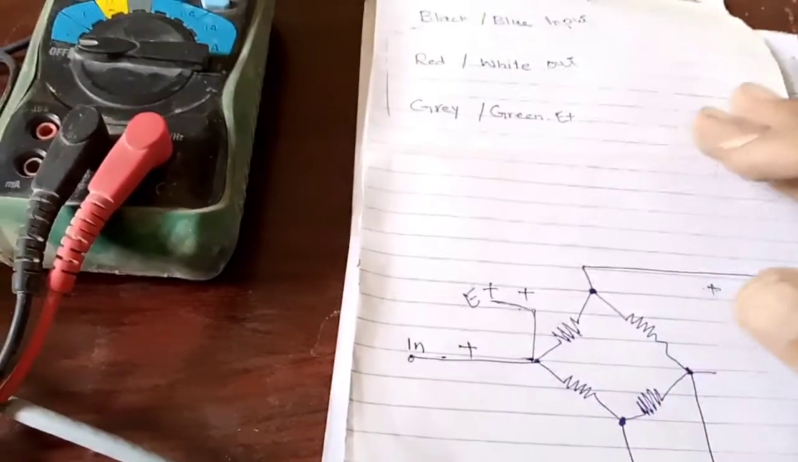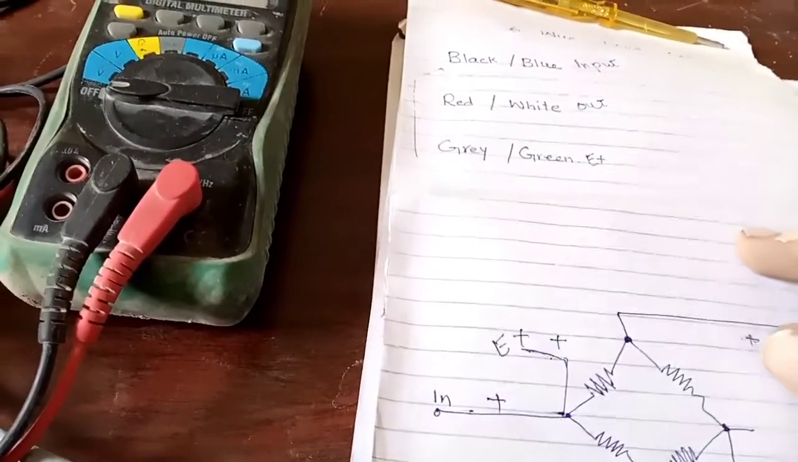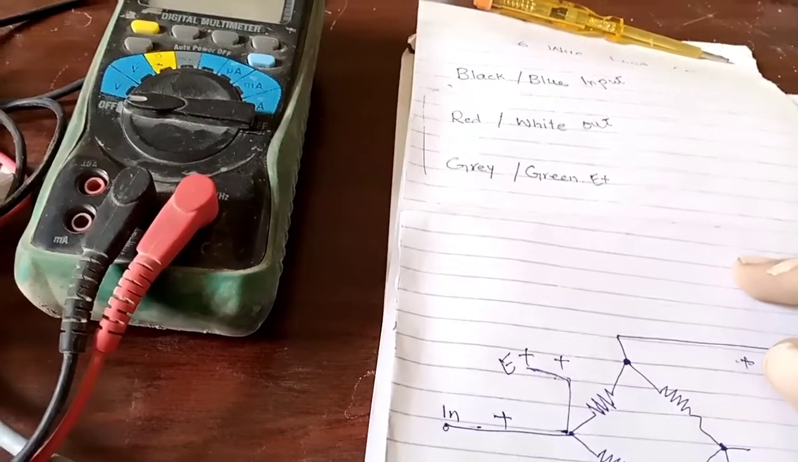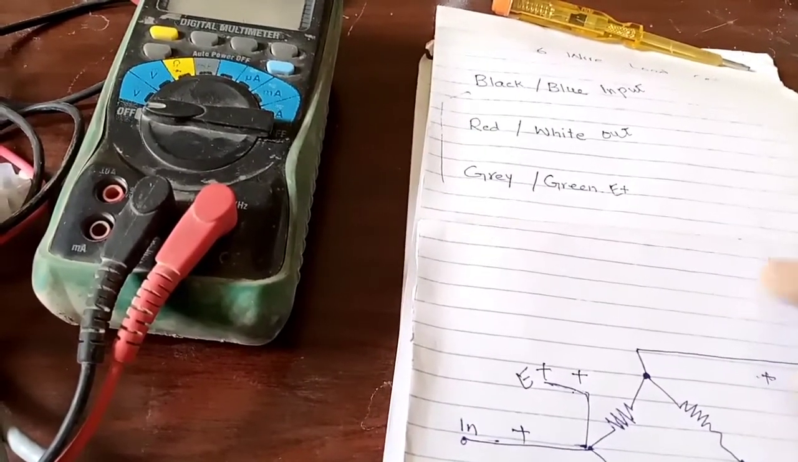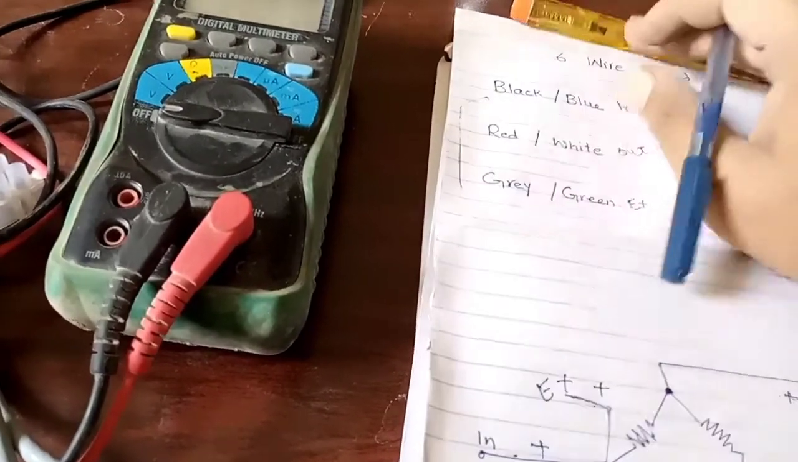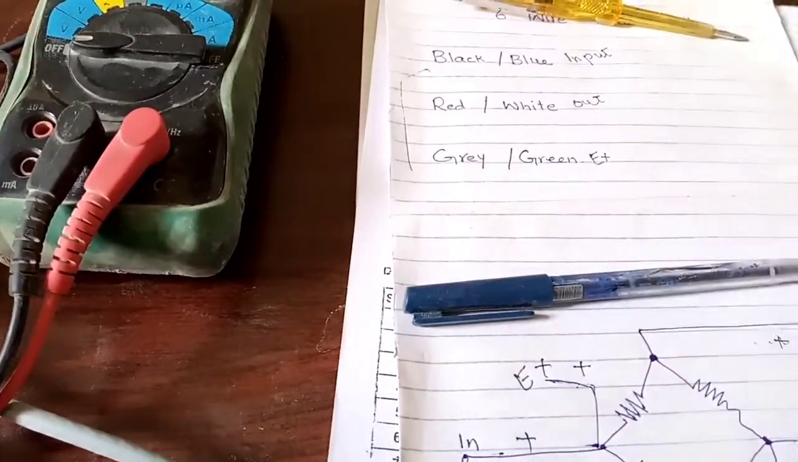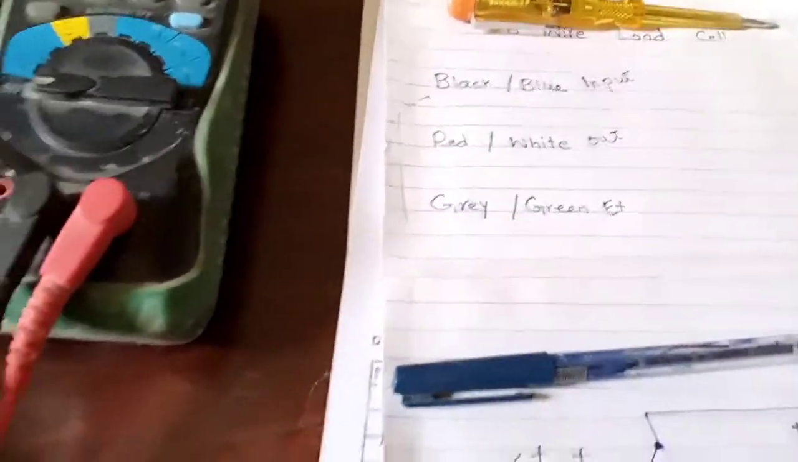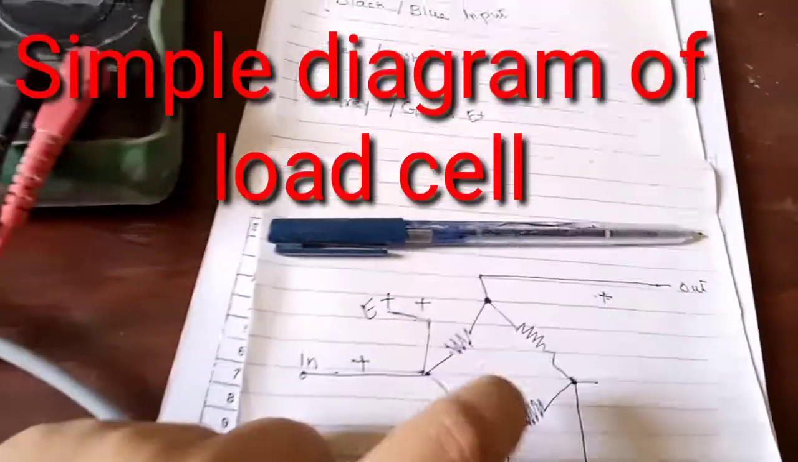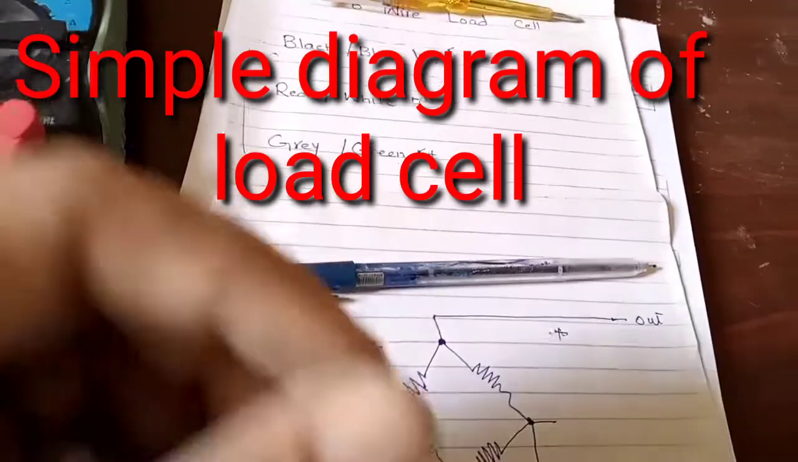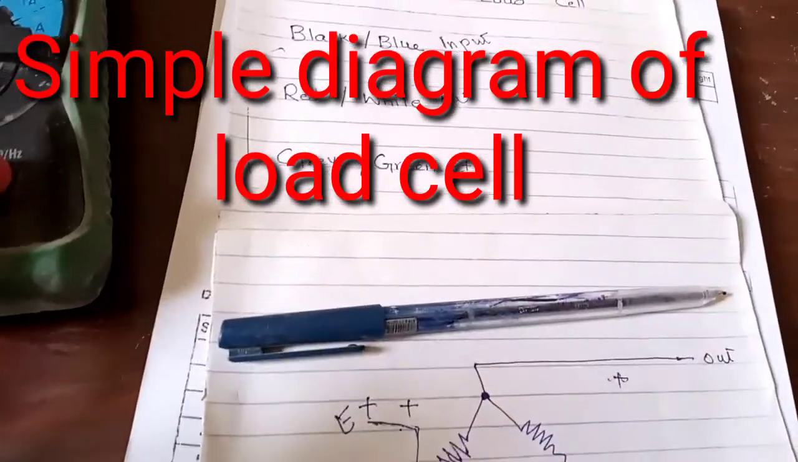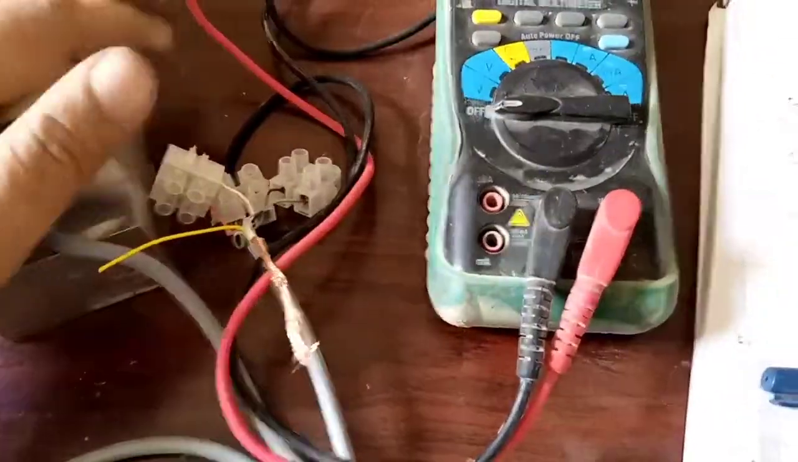How you can check a load cell on the table without giving it a power supply. First of all, you can check its resistance, input wire resistance, output wire resistance with a multimeter. You can see here the simple diagram of the load cell. Its input resistance is low and output resistance is high.